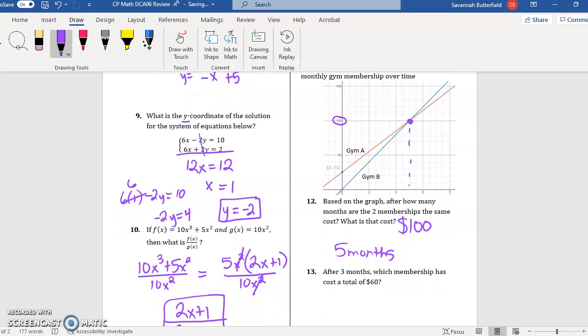13 is saying after 3 months, which membership has cost $60. So I found 3 on my graph right here, and I'm just going to draw a line up, find my 2 points, and then looking over, we're going to see what this point and this point are. So looking at my graph, going from 50 to 100, I have 1, 2, 3, 4, 5 marks. So it would make sense if it's going by 10, so 60, 70, 80, 90. So that means 60 is this blue line, which is going to be Gym B.